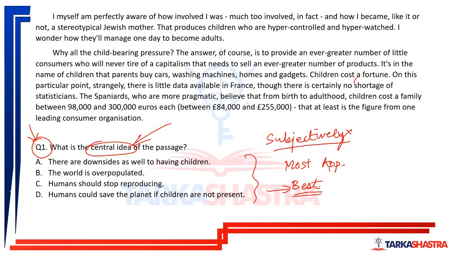So let's take a look at this. Option A, there are downsides as well to having children. This seems like a consistent theme, but we'll check out the other options, because we can't say something is best unless and until we have compared it. The world is overpopulated. This has been mentioned only in a single statement, but it is not particularly one very essential theme.